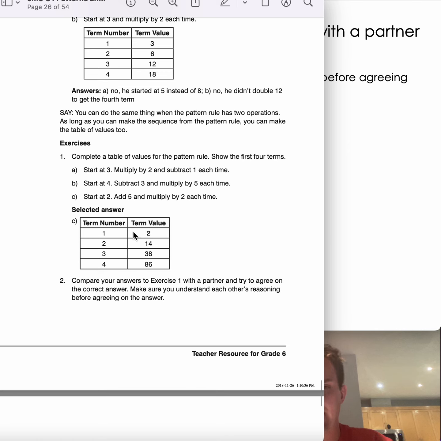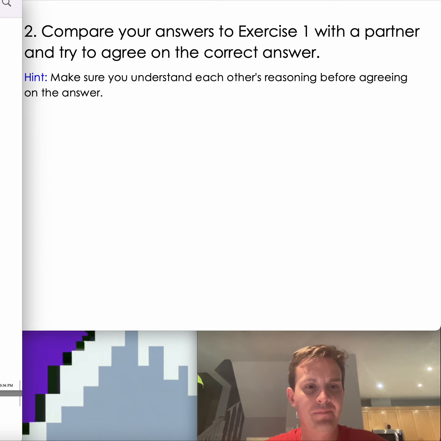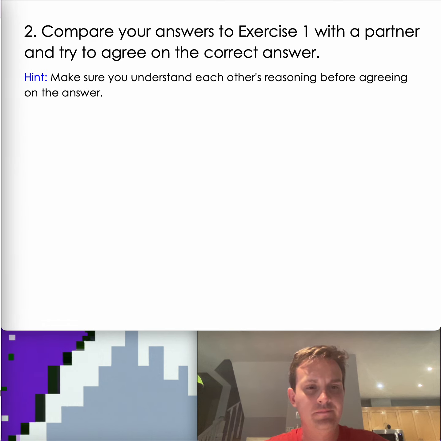Term number, term value, start at 2 and add 5 and multiply by 2 each time. So 2 plus 5 is 7, times 2 is 14. 14 plus 5 is 19, times 2 is 38. 38 plus 5 is 43, times 2 is 86. Okay. Sorry that I couldn't zoom in that time.